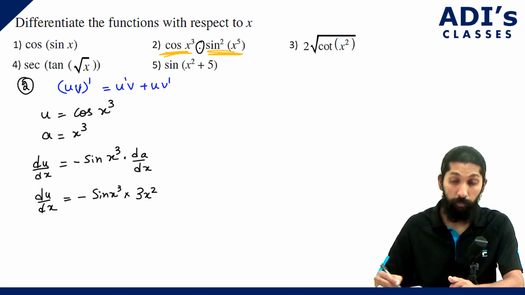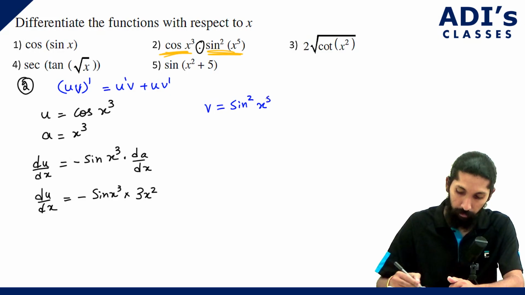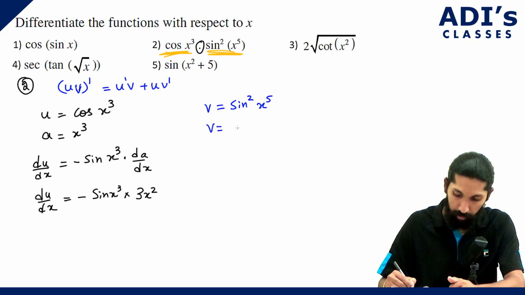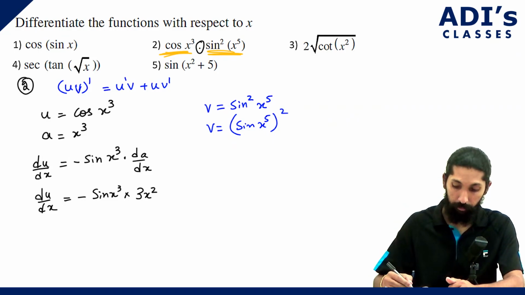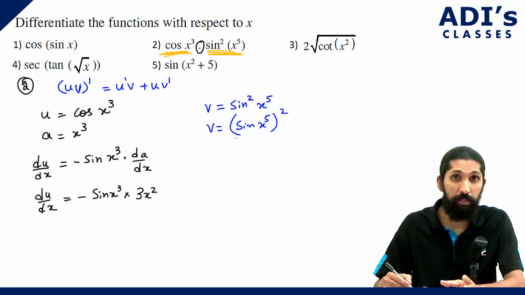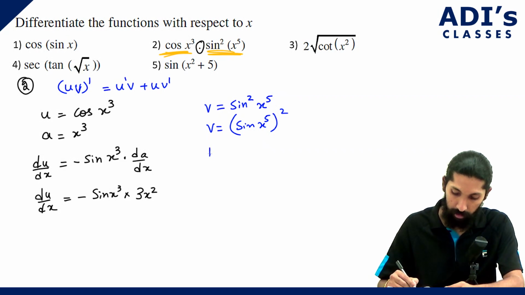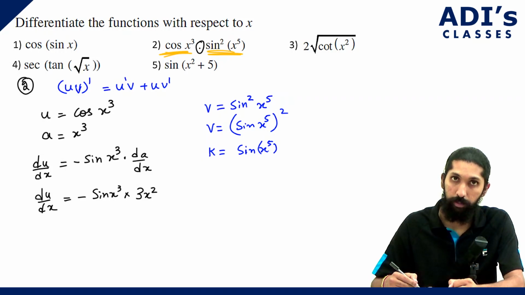Likewise, we'll do it for v also. That means what are we doing? See, v is nothing but sine square x power 5. Correct? Now this we can write as sine of x power 5, whole square. Now what can we do? Again, we can call this ABC or maybe KLM. You can write whatever you want. So here, k is equal to sine x power 5, because we'll get k square, that's why.